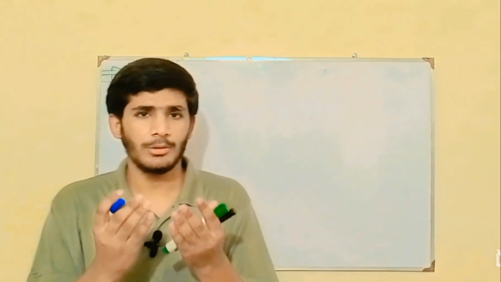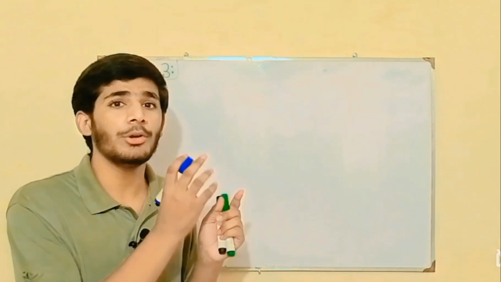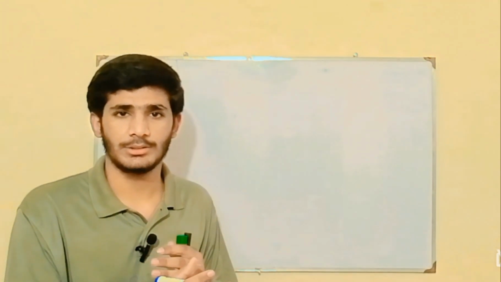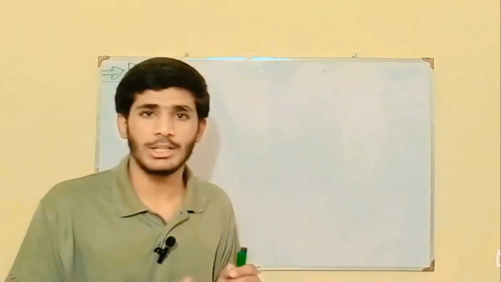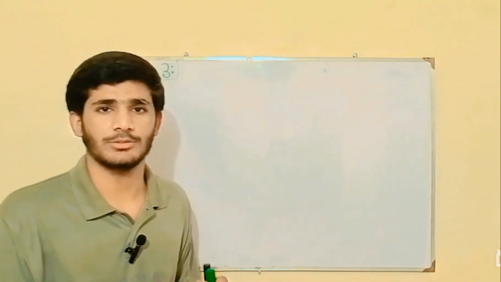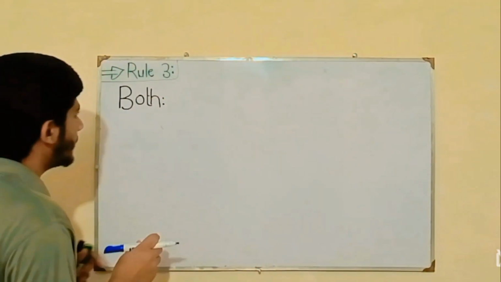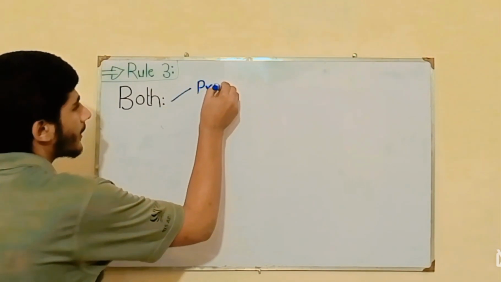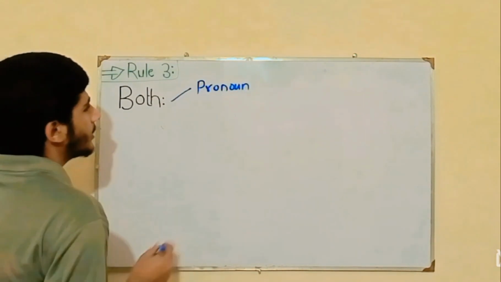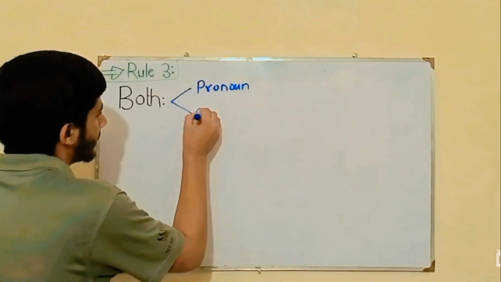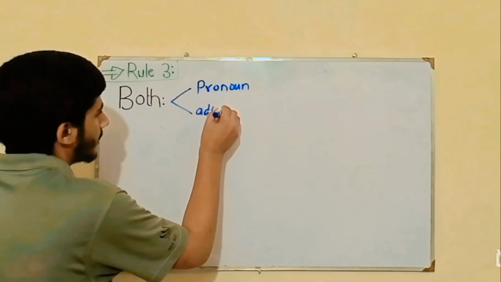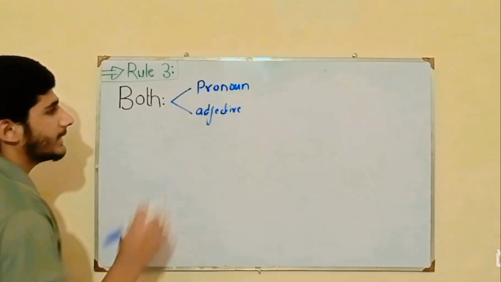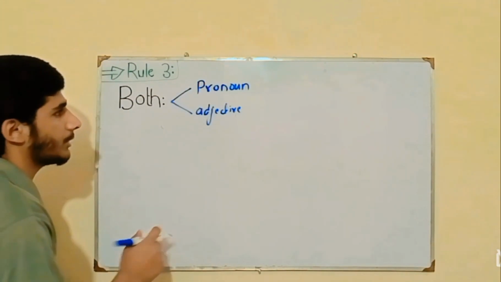My dear student, maybe you remember that as I told you from rule number 1, first we need to see on the basis of parts of speech. First of all, I'm going to tell you about both on the basis of parts of speech. So both acts as a pronoun as well as an adjective in a sentence, okay?